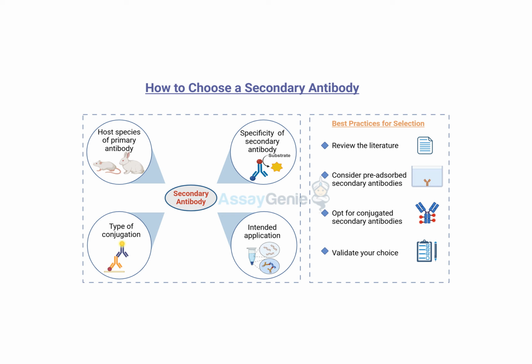Exactly. A very common control is to just run the experiment without the primary antibody. And if you're still getting a signal from that secondary antibody, it's binding nonspecifically, and you've got to figure out why. That's a really clear way to think about it. It's like you eliminate a variable to see if it's really necessary. Are there other types of controls that people commonly use with secondary antibodies?